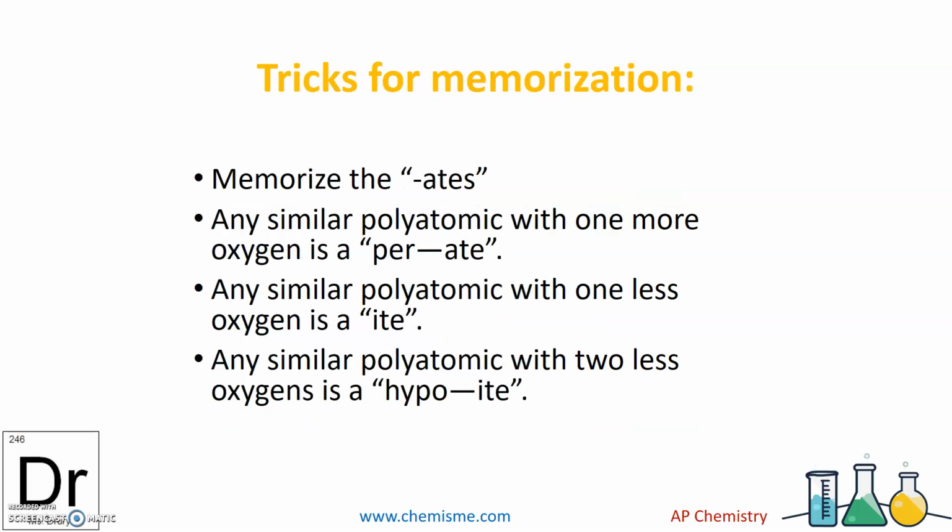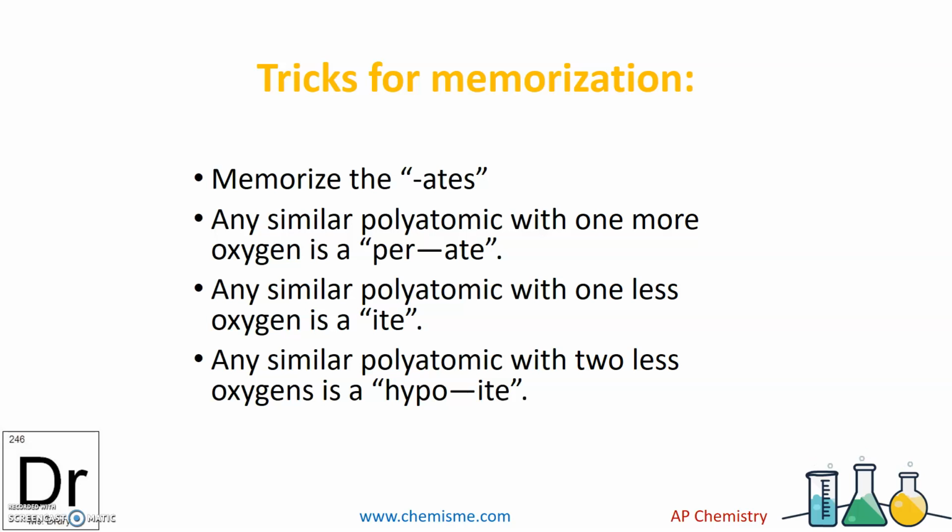So, tricks for memorization: I recommend memorizing the ates, so things like nitrate, chlorate, phosphate, and their charge. So how many O's do they have and what's their charge? Any similar polyatomic with one more oxygen is called a per-ate. So for example, if chlorate is ClO3, then perchlorate is ClO4.